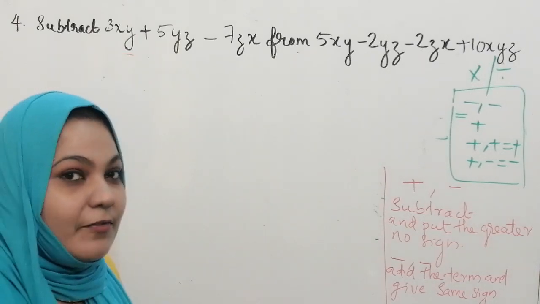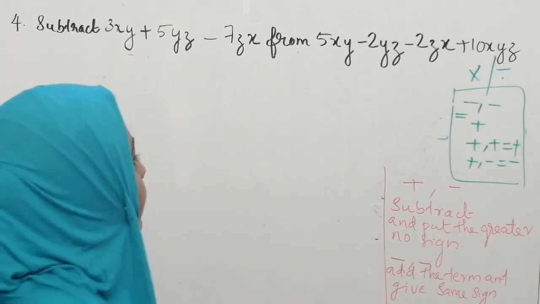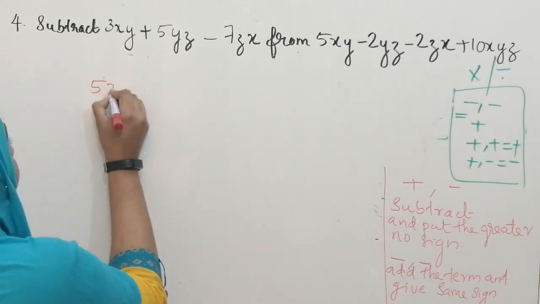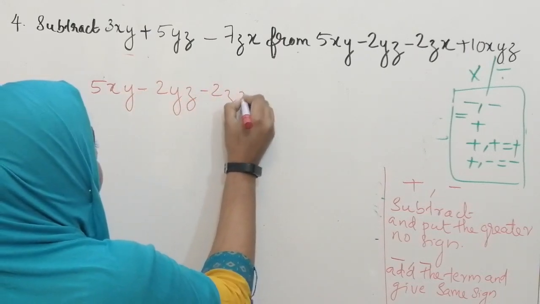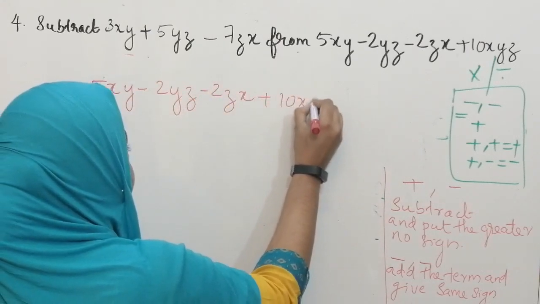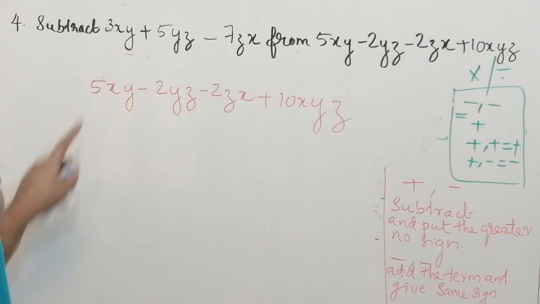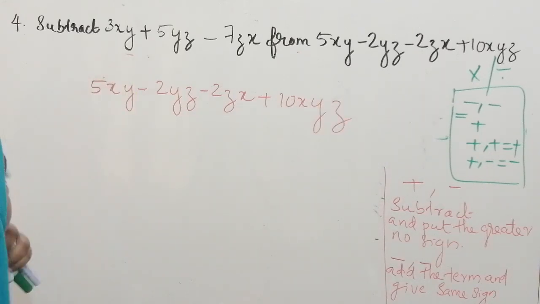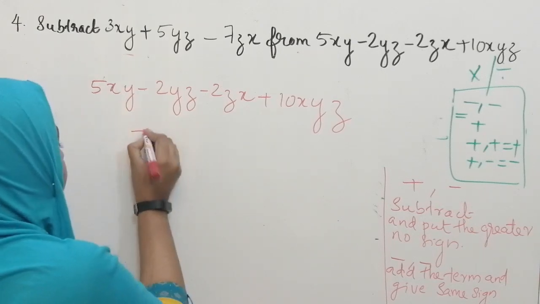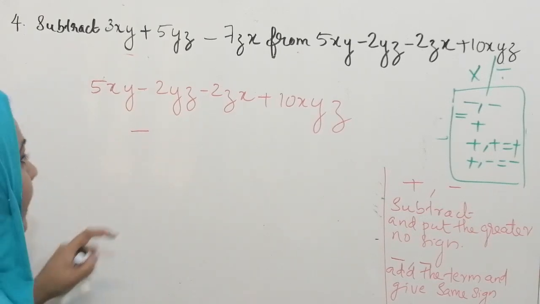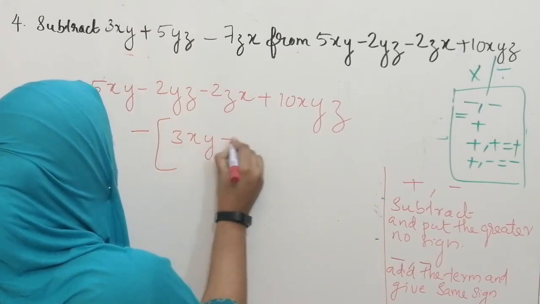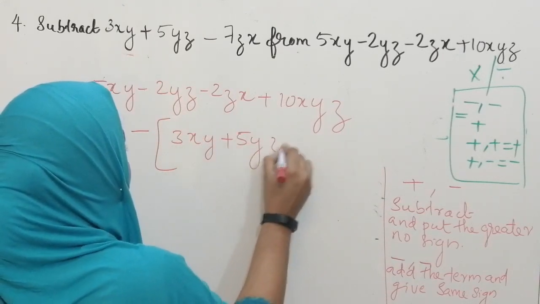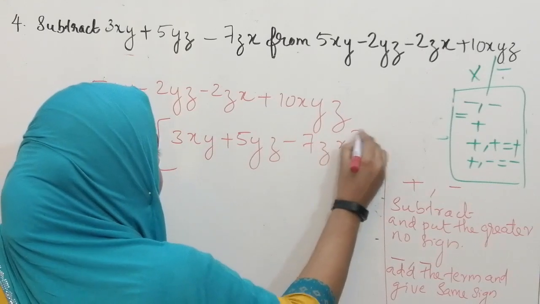So let's see the second way of solving this question. Here also you have to write the second part of the question first: 5xy minus 2yz minus 2zx plus 10xyz. Now we can write the first part of the question. We first give what the teacher said: you have to give a minus sign and put a bracket.